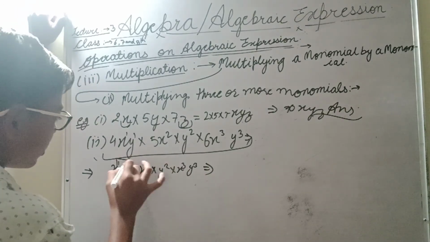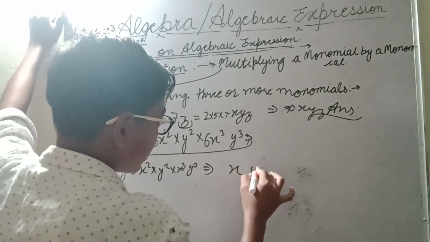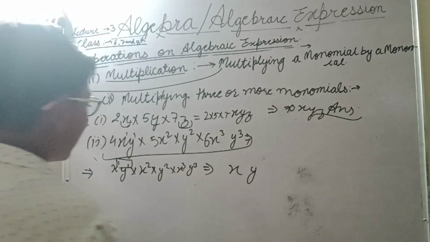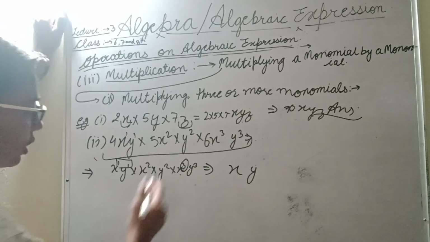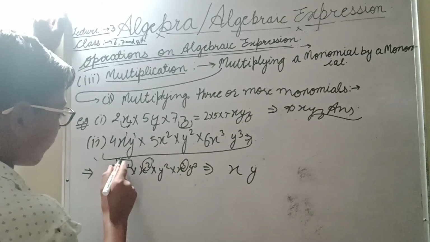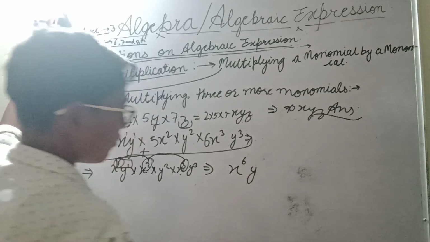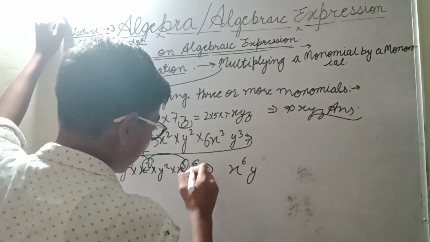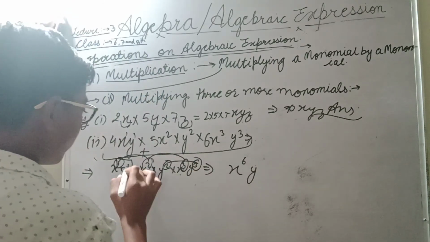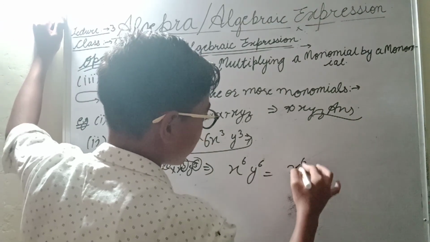Now there are powers, so what will be the degree of x and y? Look, x to the power 3 has degree 3, here the degree is 2, and here 1, so we add them all. How much? 6. We get x to the power 6. The degree of y is also 3, 2 and 1, so we get 6, so y to the power 6.